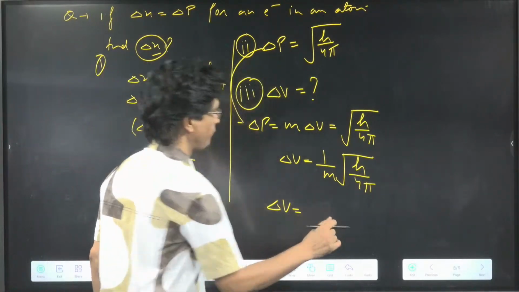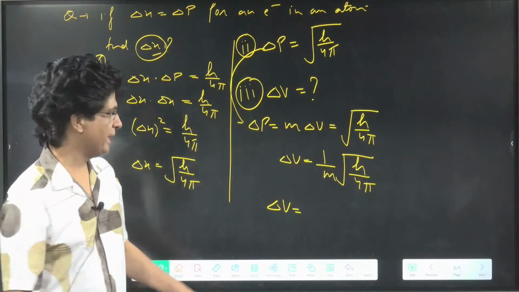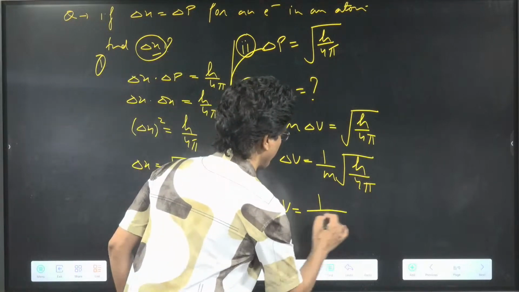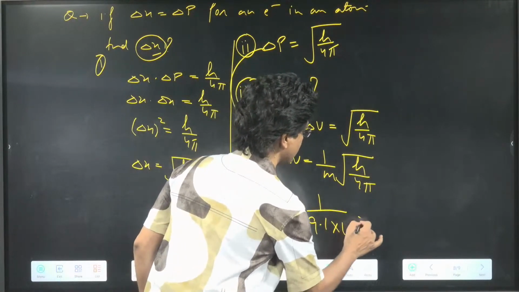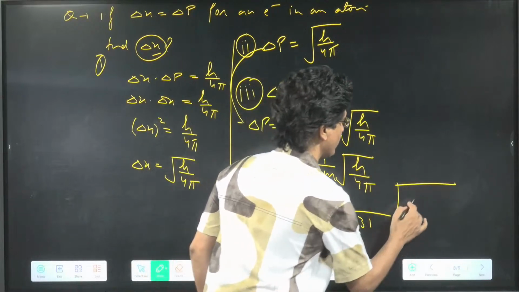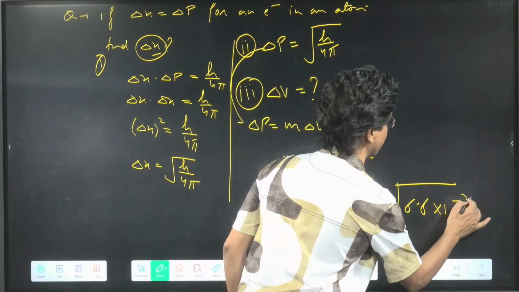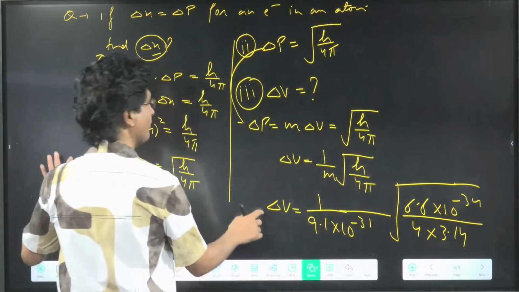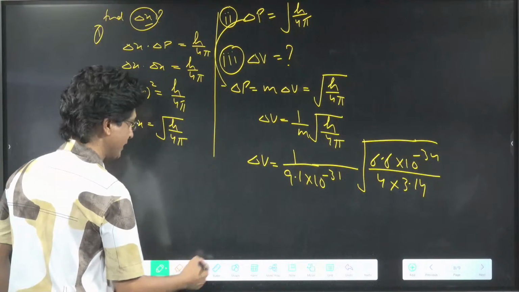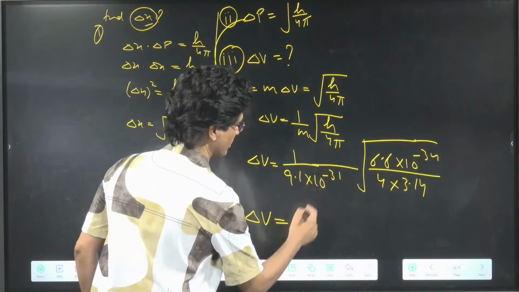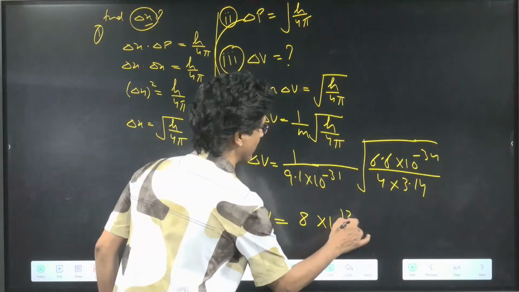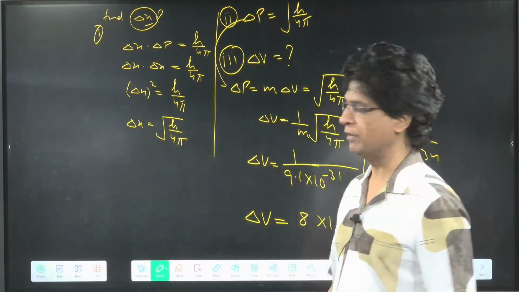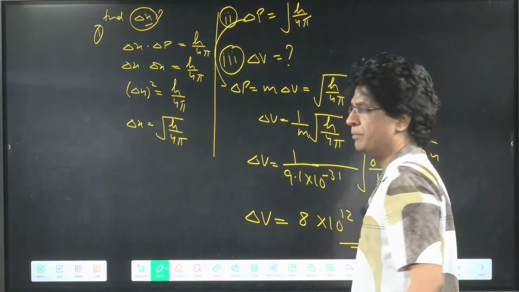Students, for the electron, this m will be the mass of electron, and if I put that value, 1 upon 9.1 × 10 to the power of minus 31 kg, root of 6.6 × 10 to the power of minus 34 upon 4 into 3.14. When you solve it, you will get delta v equal to almost 8 × 10 to the power of 12 meter per second. The uncertainty in the velocity of the electron will be 8 × 10 to the power of 12 meter per second.